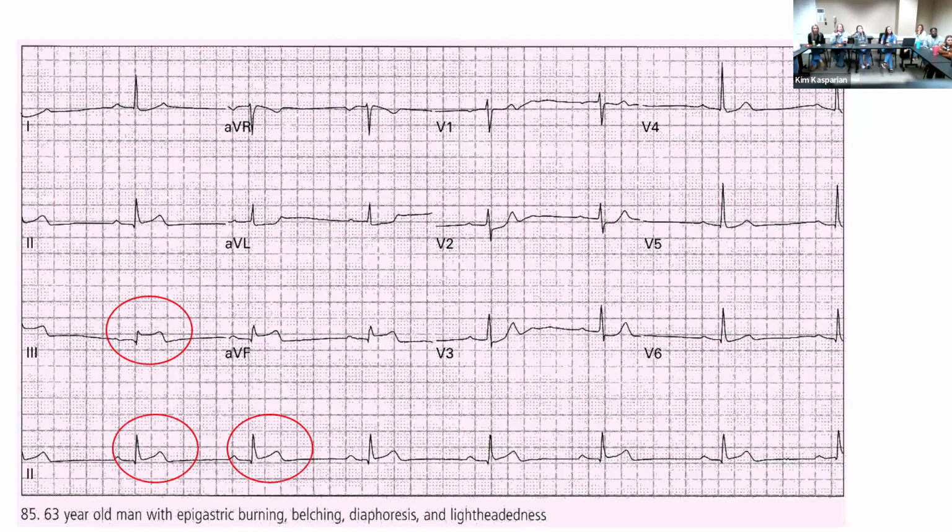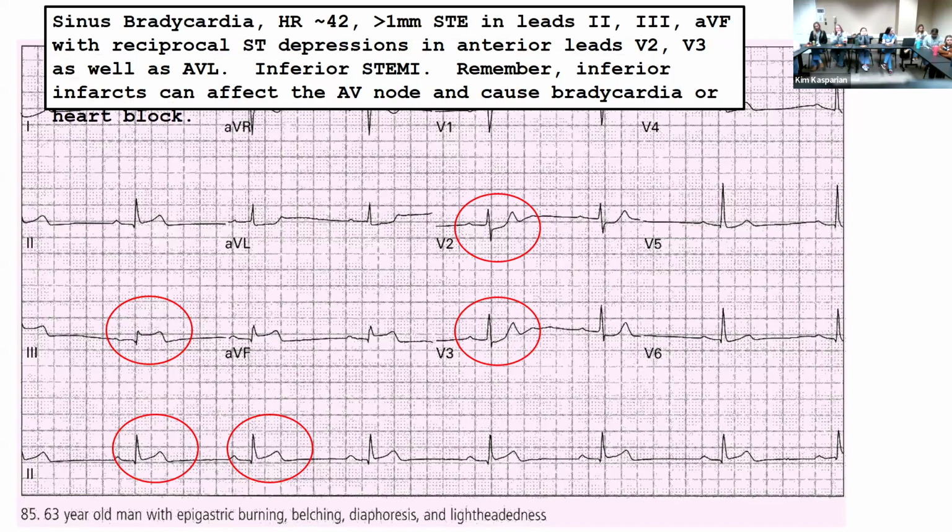Yeah, so looking at 2, 3, and there should be a circle in AVF. Yeah, 2, 3, and AVF, it looks like a little bit of ST elevation, and for what it's worth, they're all at least a millimeter. And then, like you pointed out, V2 and V3 are depressed. What's happening in V2 and V3 we call reciprocal changes. That's like a posterior. So in this case, he has sinus bradycardia with ST elevations in leads 2, 3, and AVF with reciprocal depressions in the anterior leads.